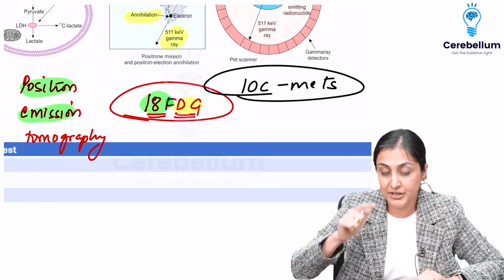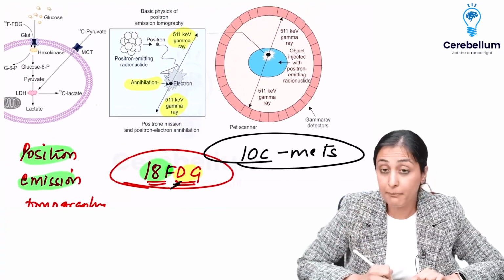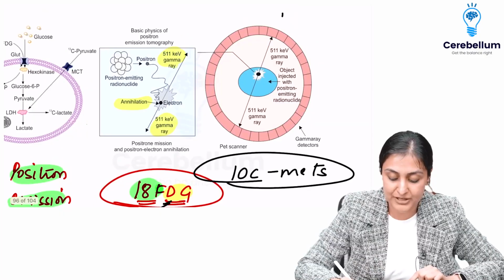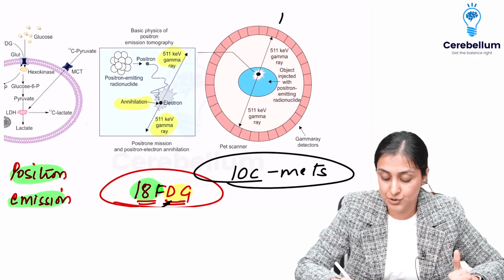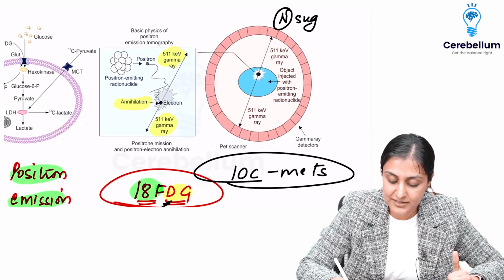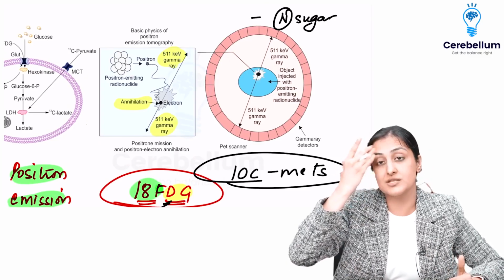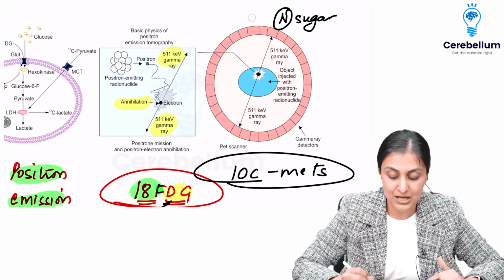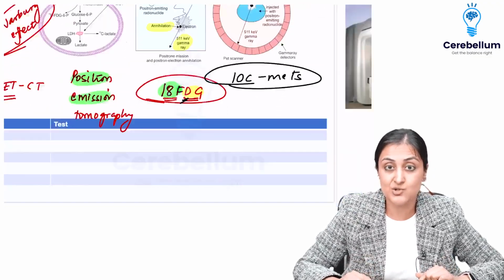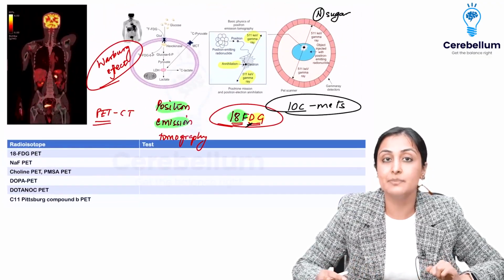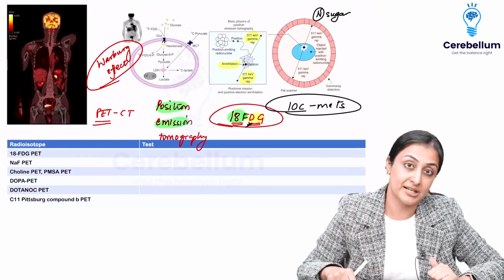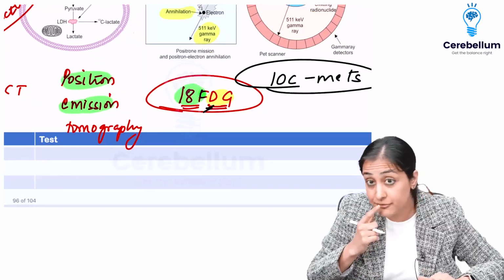Few points here. Glucose, because the whole point is glucose, we have to make sure that the patient has normal sugar, right? This will give you deranged results in patients whose sugar values are not in the normal range. So if you have a diabetic patient, you need the patient to be well controlled before you can do a PET scan.